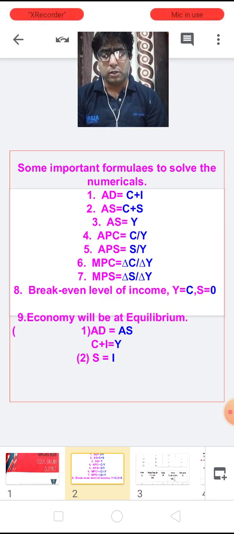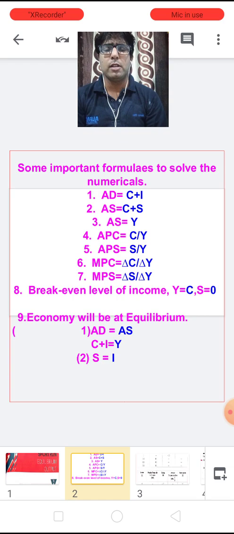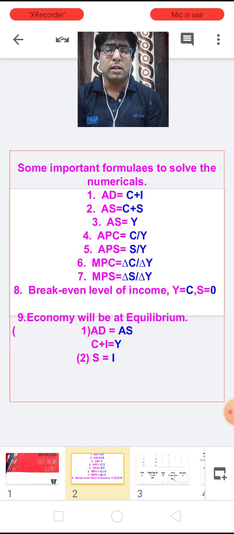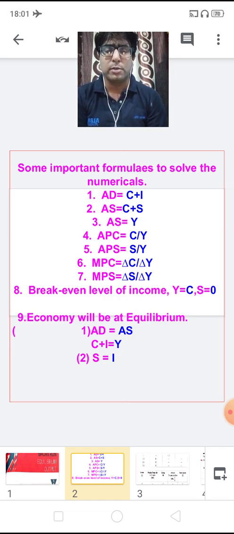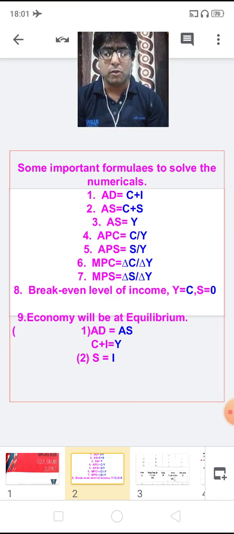MPC shows us that as national income increases, how much part of additional income is spent on consumption. So if the income increases, how much is the increase or the change in the consumption? This we are going to find out by this formula. The same way we can find out MPS, that is delta S by delta Y.